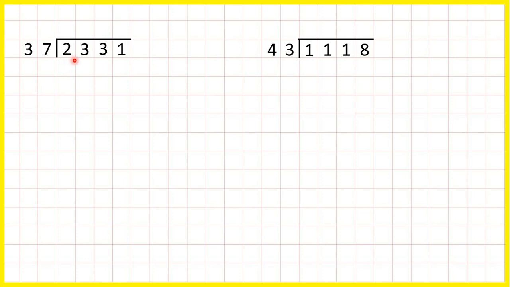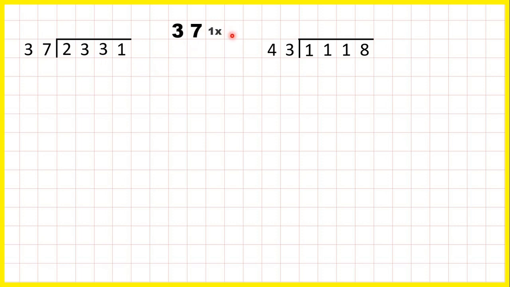Now we have 2,331 divided by 37, so we're going to need to work out our 37 times table. But before we do that, let's look at the question. If we take the first two digits together, we have 23 divided by 37. But 23 is less than 37, so when that happens, we can take the first three digits together and divide 233 by 37. So we're going to need to work out our 37 times table at least up to 233.